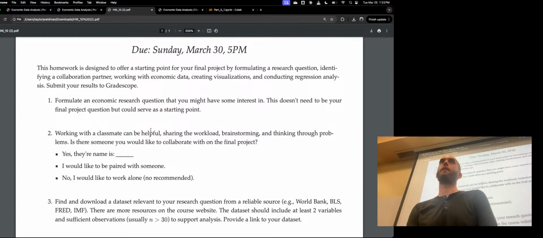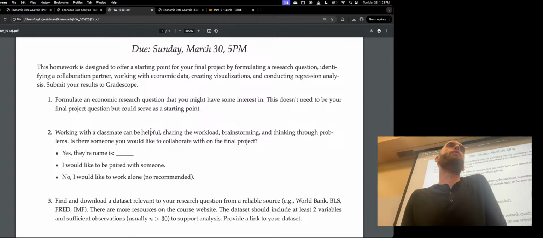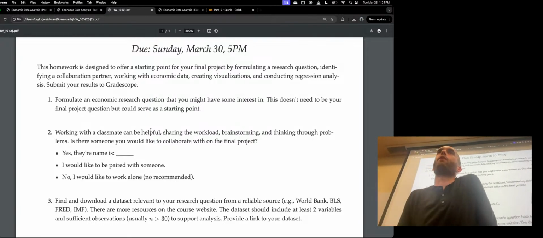Okay, any questions here? Yeah, Ben. Can you do multiple data sets? Yeah, so you can merge data sets together, yep. Or you could do 2 different questions if you like, but all you need to do is submit one here. Yeah. What other questions do we have?